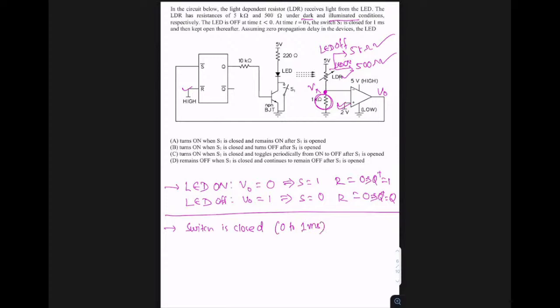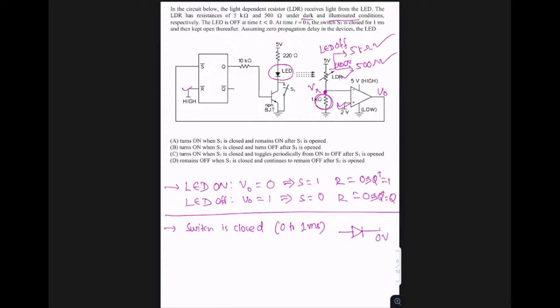Now you think yourself, when the switch is closed, what is the situation of the LED? The LED glows when it is in forward bias. When the switch is closed, the P side is connected to 5 volt through the 220 ohm resistor and the N side is connected to ground, right? So I can think of this as my LED, and the negative side, when the switch is closed, is connected to ground. Ground means we are connecting 0 volt to this.